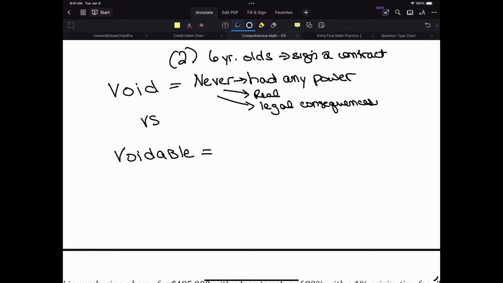because you had to have legal competence. Had to have legal competence to make it work. So, yeah, it never was a contract. That's void.